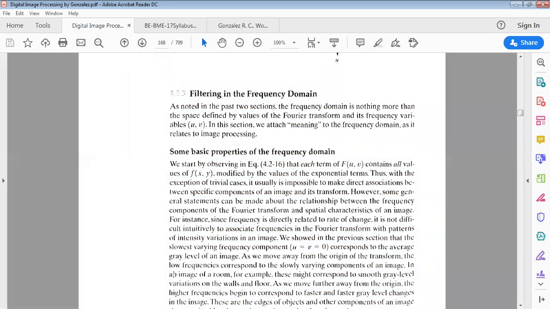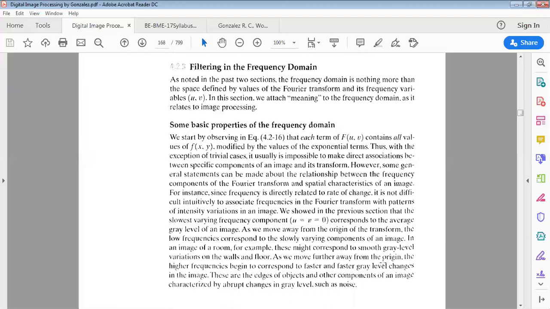For example, if you take a room, these might correspond to smooth gray level variations on the walls and floors. Now, as you move further away from the origin, the high frequencies begin to correspond to faster and faster gray level changes. Always remember, high frequencies means faster and faster gray level changes. Low frequencies correspond to slowly varying components of an image.